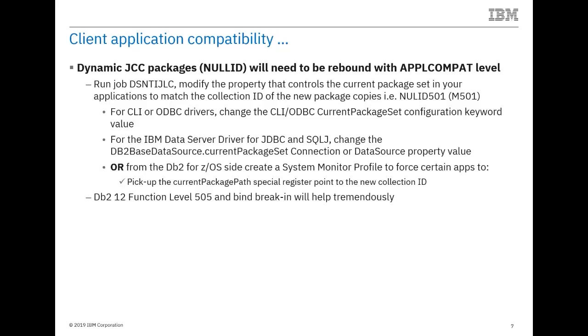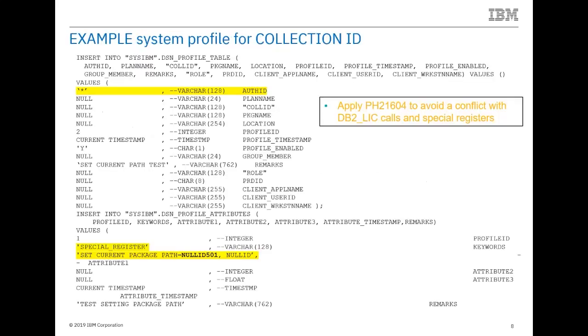So the way to fix that is you either have your applications change which collection they're going after using CURRENT PACKAGE SET or CURRENT PACKAGE PATH, or, as I mentioned before, you can use a system monitor profile to force them to the correct collection ID. As long as you know which application or auth ID or so on wants to exploit new feature function, you can set up a profile on their behalf. They don't have to worry about the inner workings of Db2. Now, hopefully in function level 505, the bind breaking is going to help with these distributed apps so that you would be able to break in doing a rebind against these SYSLH100 packages.